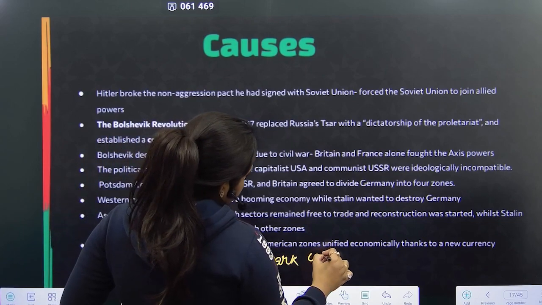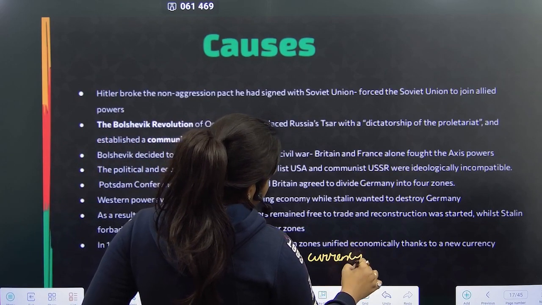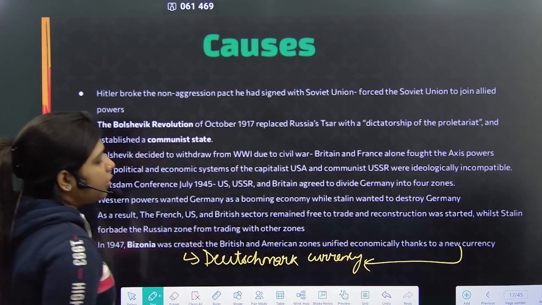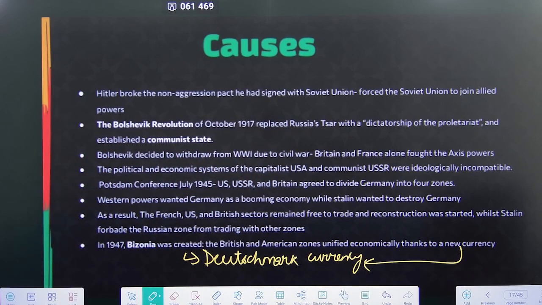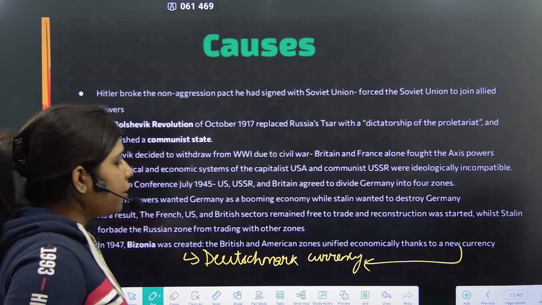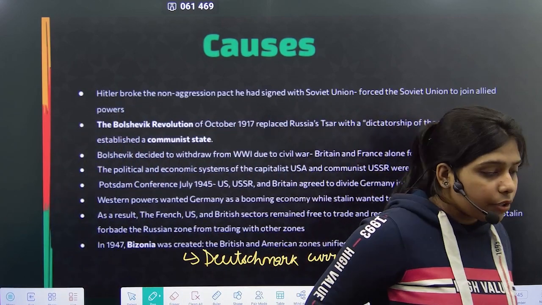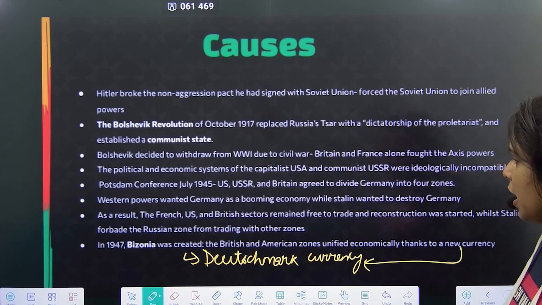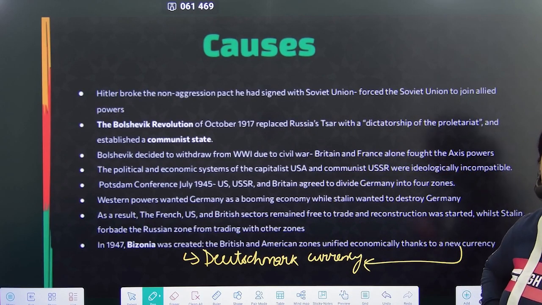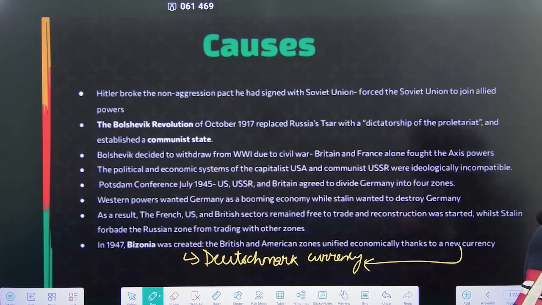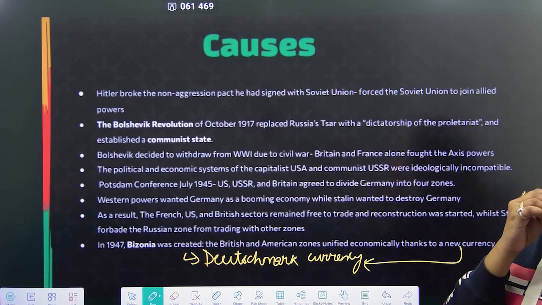This was the currency introduced here. Okay, so a new trade zone, new currency, all was going good. But who was not going good? Stalin. Now, all of this angered Stalin. And it wasn't just anger from the creation of so many things, it was a frustration also, which persists.